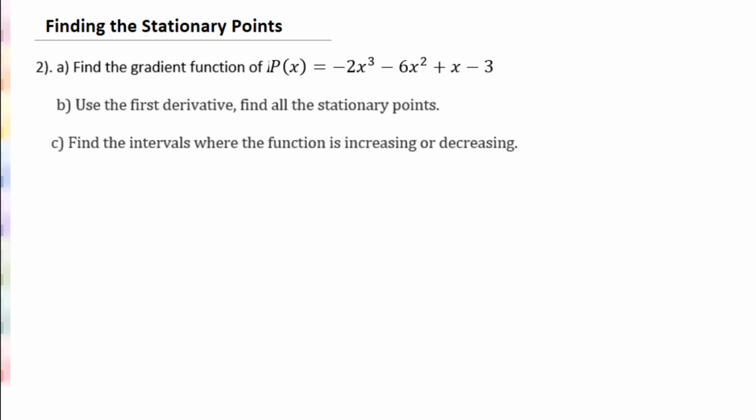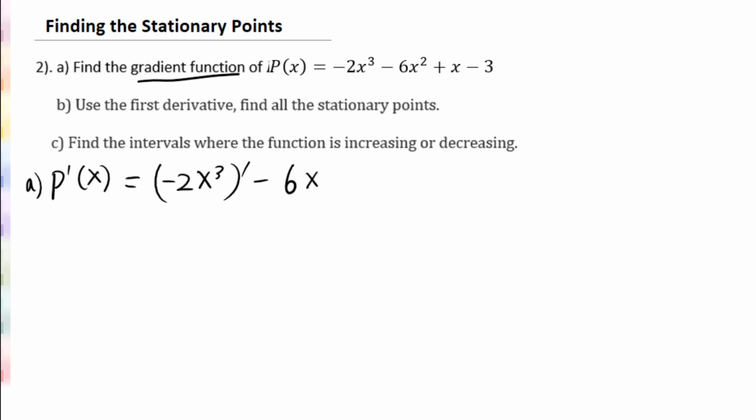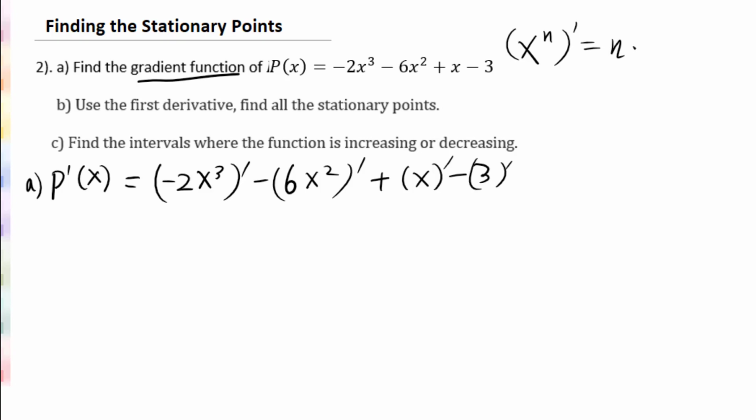This video is about finding the stationary points. Question 2. Find the gradient function of p of x. For p prime of x equals negative 2x to the third power prime minus 6x squared prime plus x prime minus 3 prime. For x to the nth power prime equals n times x to the n minus 1th power.